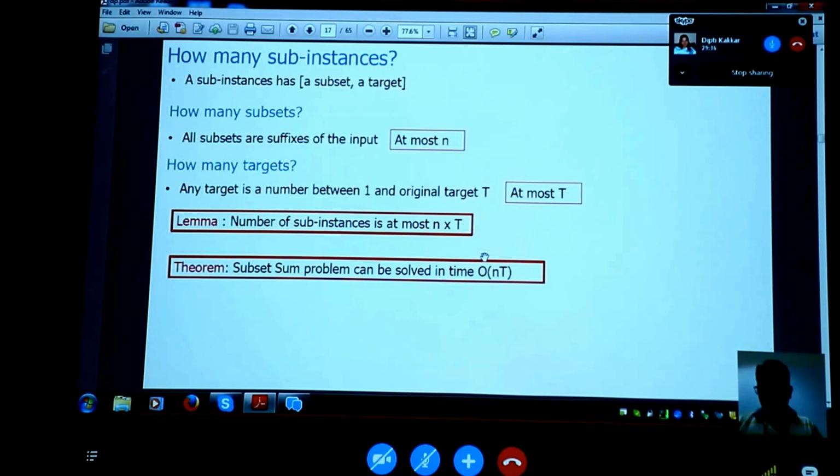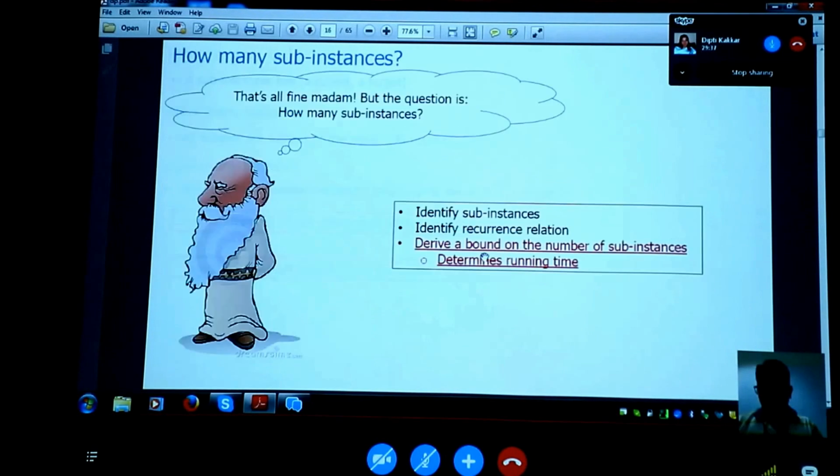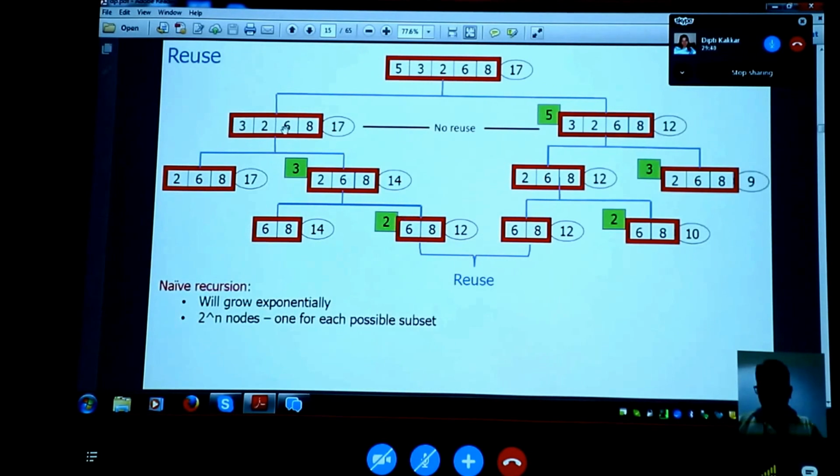So how do these sub-instances look? You can see that they're all suffixes. The sets are all suffixes of the original problem. So 5, 3, 2, 6, 8: both on the left branch and right branch, we removed this 5 in constructing the new instance. In this case, we threw it away. In this case, we assumed that we have picked 5, but the sub-instance as such doesn't have that 5. It has only this suffix in it.